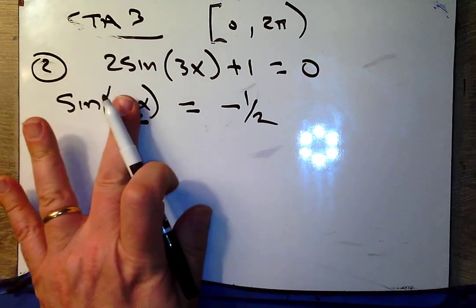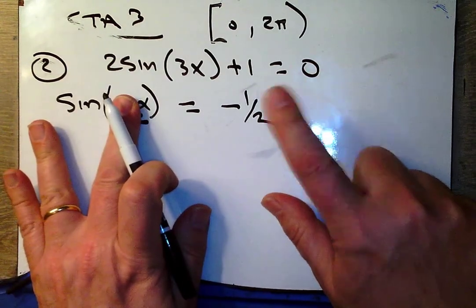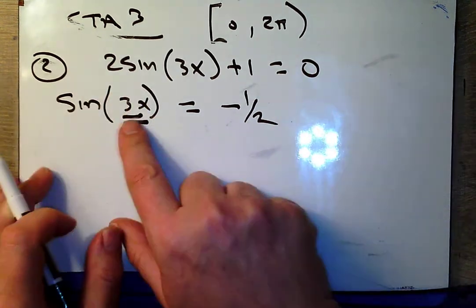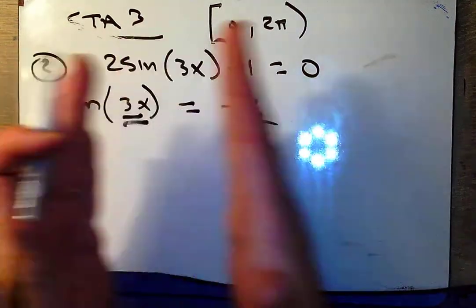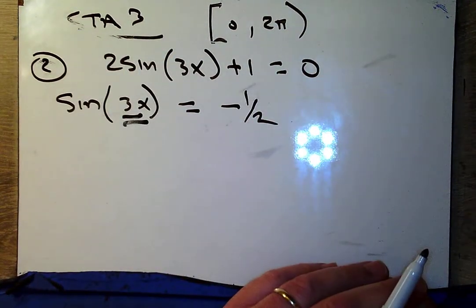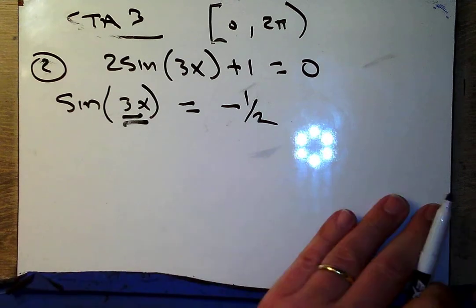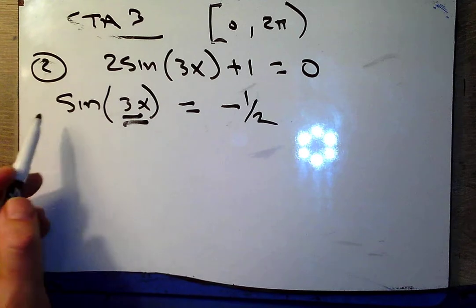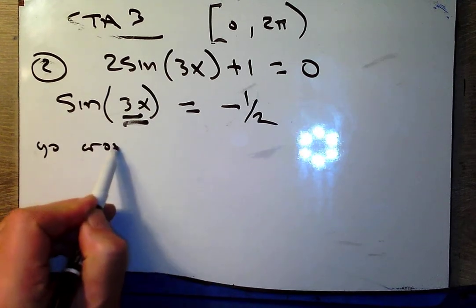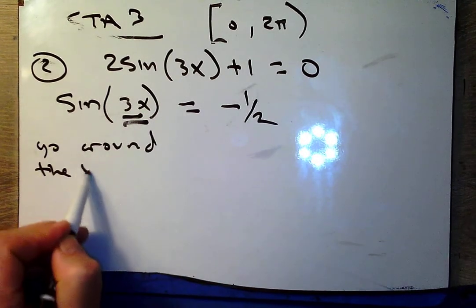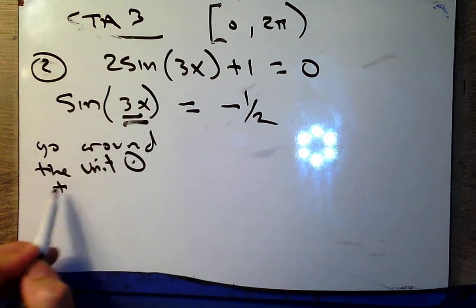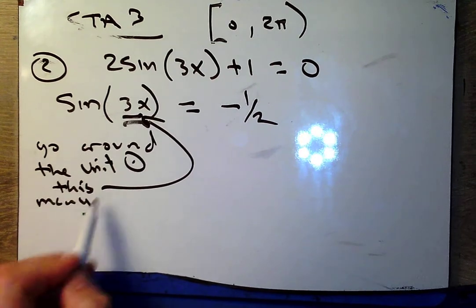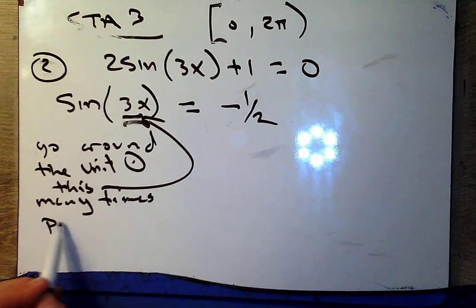And so instead of getting 2 solutions, 2 places where sine is equal to negative 1/2 on 0 to 2 pi, because of this, we can fit 1, 2, 3 complete versions of the graph, and every one of those complete versions has 2 solutions. So the way we do that is go around the unit circle this many times, picking up solutions.